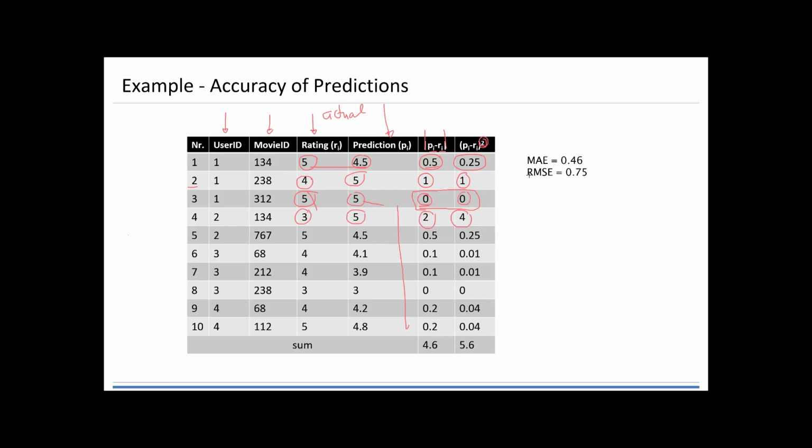So for MAE, we calculate the total, which is 4.6. This is the summation, and we divide by the number of data, which is 10. Then the result is 0.46. For the RMSE, the sum of squares is 5.6. Then we do the root mean, and the root of 0.56 gives 0.75.